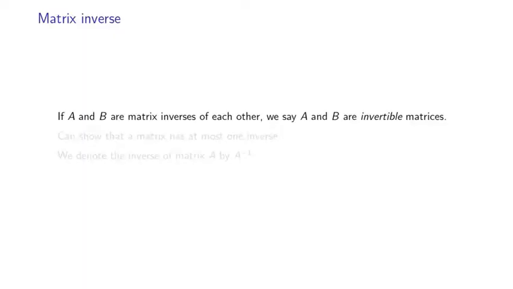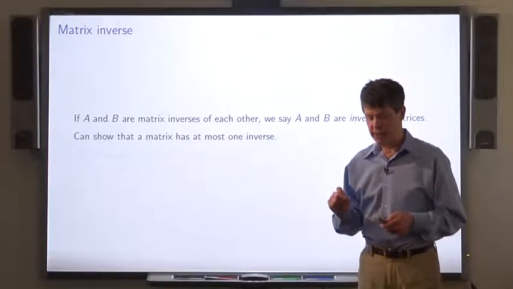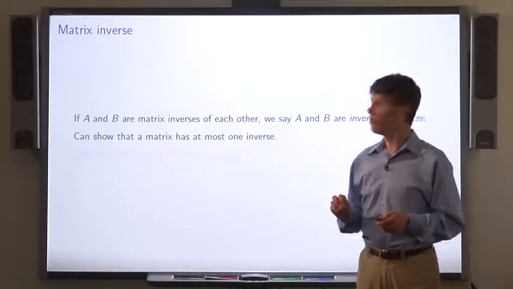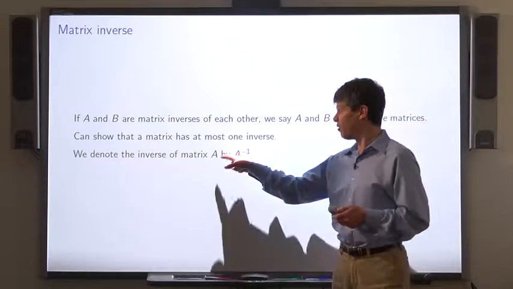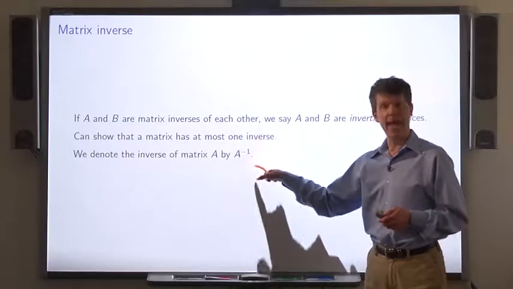If A and B are matrix inverses of each other, we say that A and B are invertible matrices. And it's not hard to show that each matrix has at most one inverse. And we refer to the inverse of a matrix A as A to the power minus 1. So you'd read this A inverse.